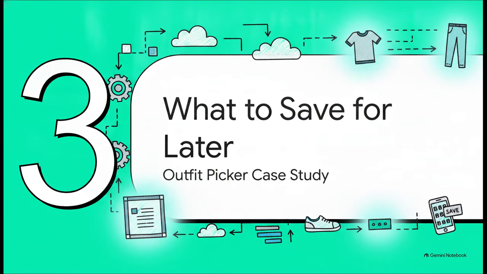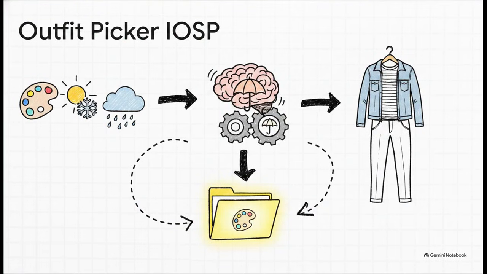Section 3. What to save for later. The Outfit Picker Case Study. Imagine we're building an outfit picker app. The input would be your favorite color and today's weather conditions. Processing does the heavy lifting, matching that info, say throwing in an umbrella if it's pouring rain outside. Output gives you the final picture of the suggested outfit. But storage, that's the absolute genius part. It remembers your favorite color today, so it doesn't have to annoy you by asking again tomorrow.